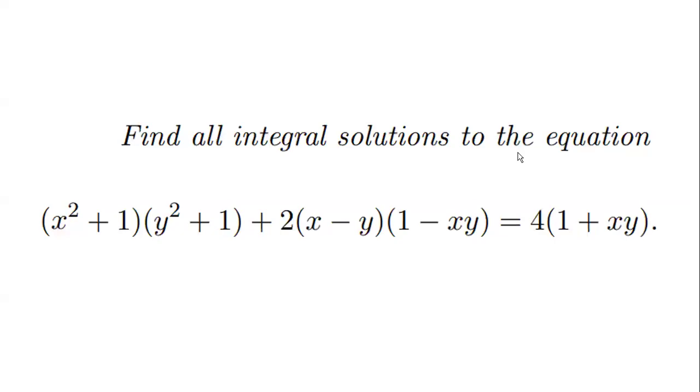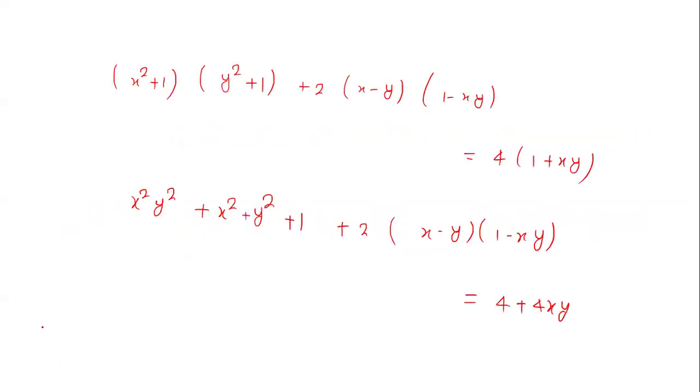Hello guys, in this video we are going to solve this problem. It is given: find all integral solutions to the equation (x² + 1)(y² + 1) + 2(x − y)(1 − xy) = 4(1 + xy). So we have to find all the integral solutions of this equation. Let's see how we can solve this.